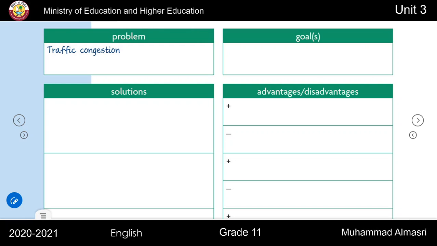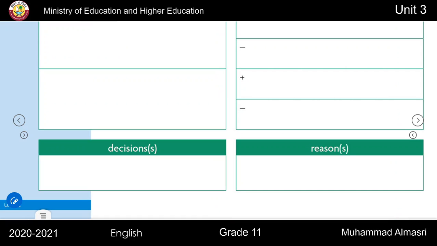Now take your time to fill in the table and pause the lesson. After taking enough time to finish up with the table, move into the last section. In the box to the left, you write the decision. That means you decide on one of the solutions. In the right box, you write your reasons. Why did you choose this solution?